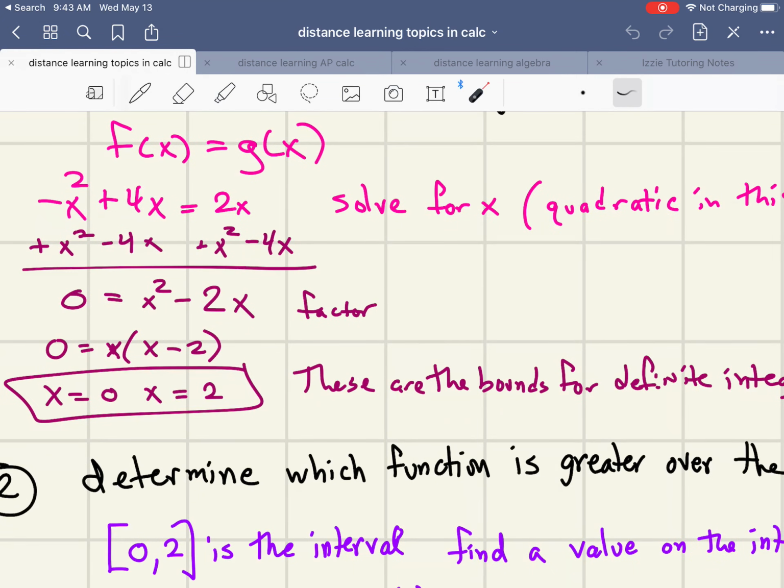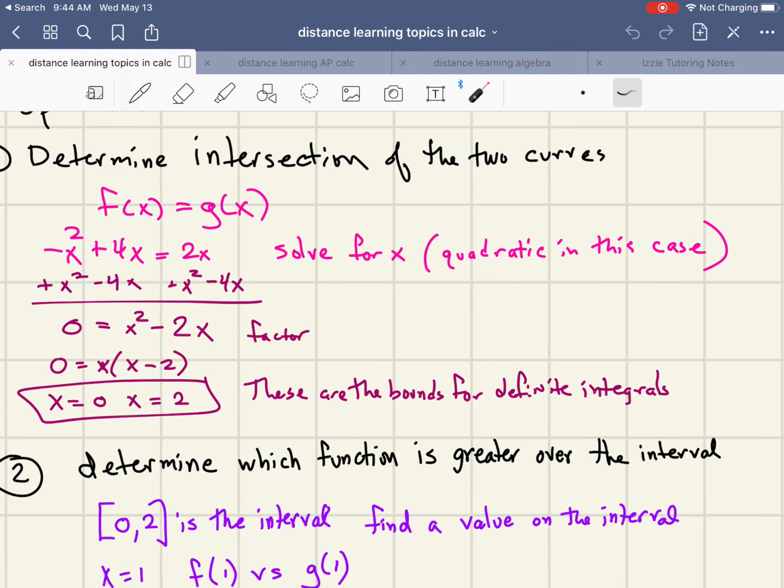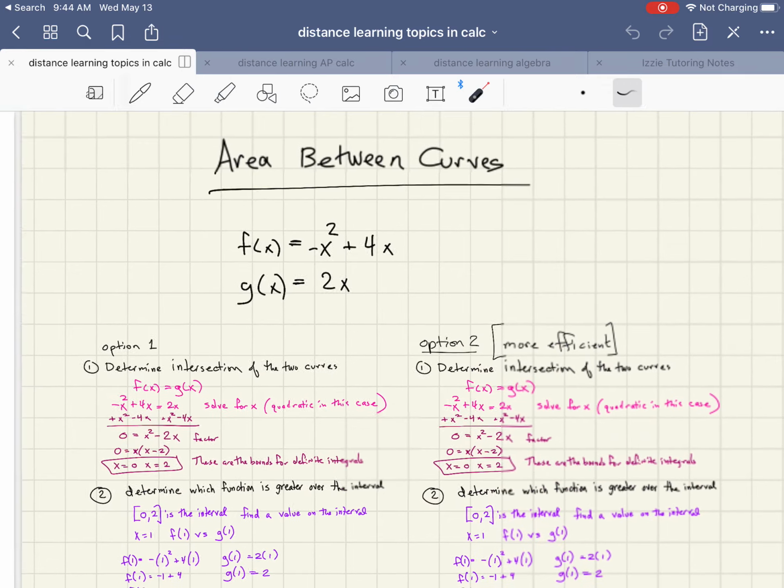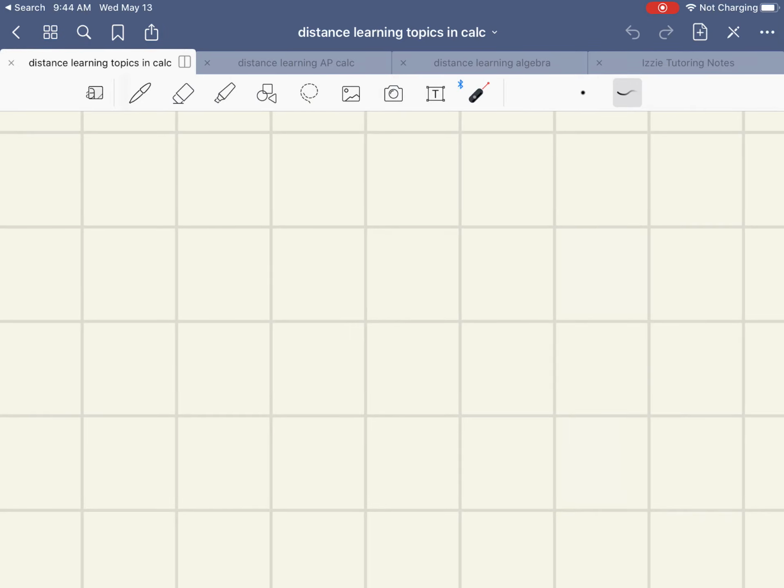Now that is a factorable quadratic. I factor it, and I get my two intersections at x equals 0 and x equals 2. These are going to eventually be the bounds for a couple definite integrals. Once I have the intersection points, I need to determine which function is greater over the interval. So essentially what I'm going to do is draw the graph over here.